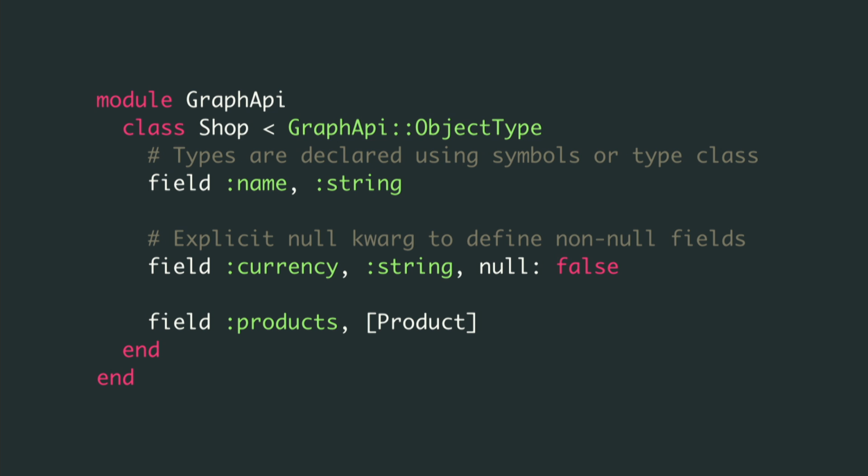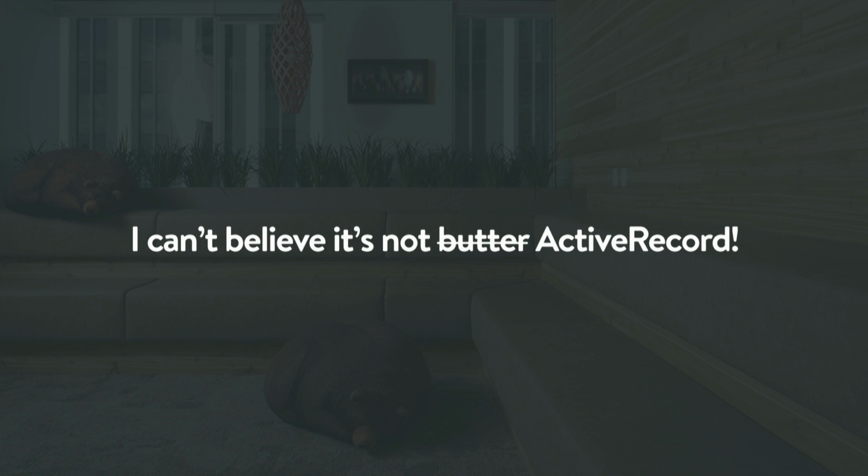So this is what our graph model layer looks like. It's quite similar. It's class-based. Types are defined using simple symbols instead, and we have explicit keyword args for nulls. So it's pretty straightforward, too.